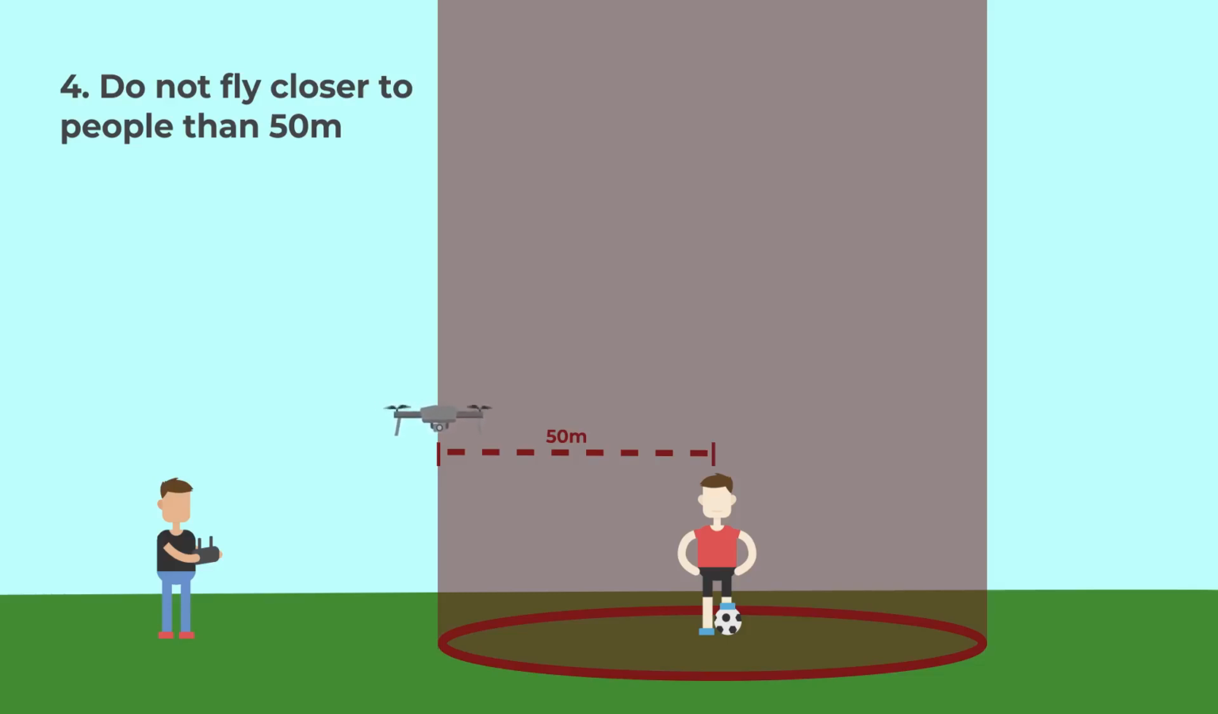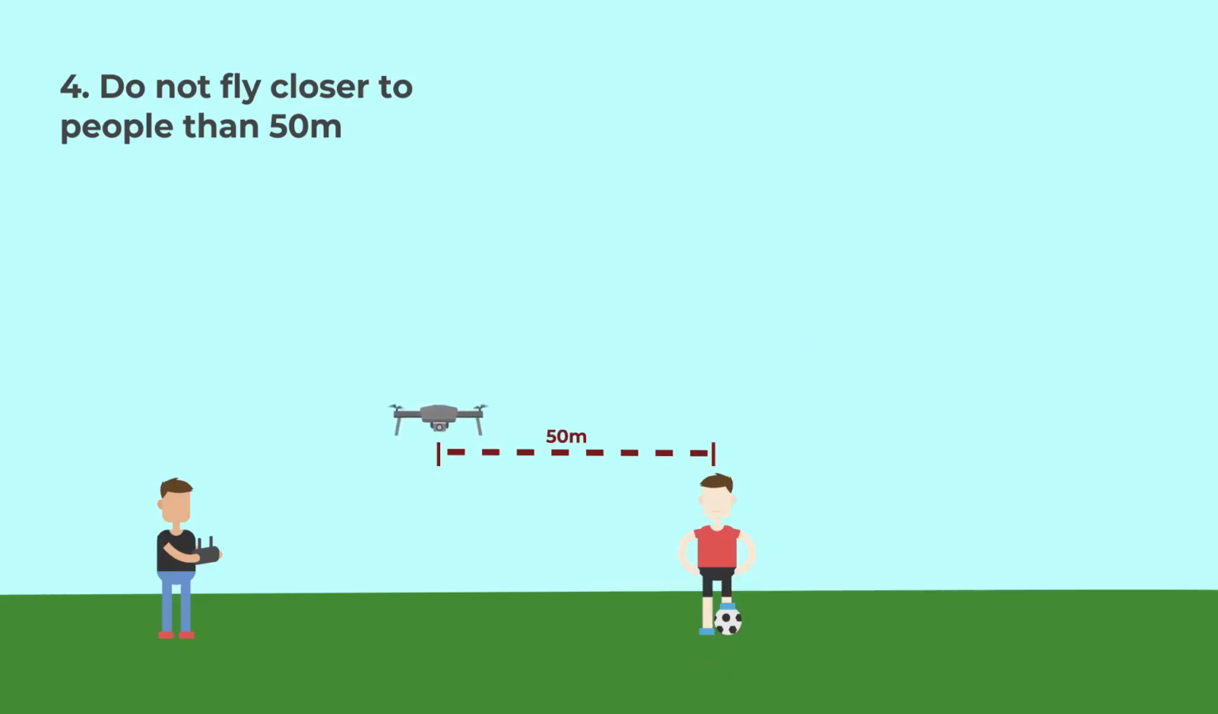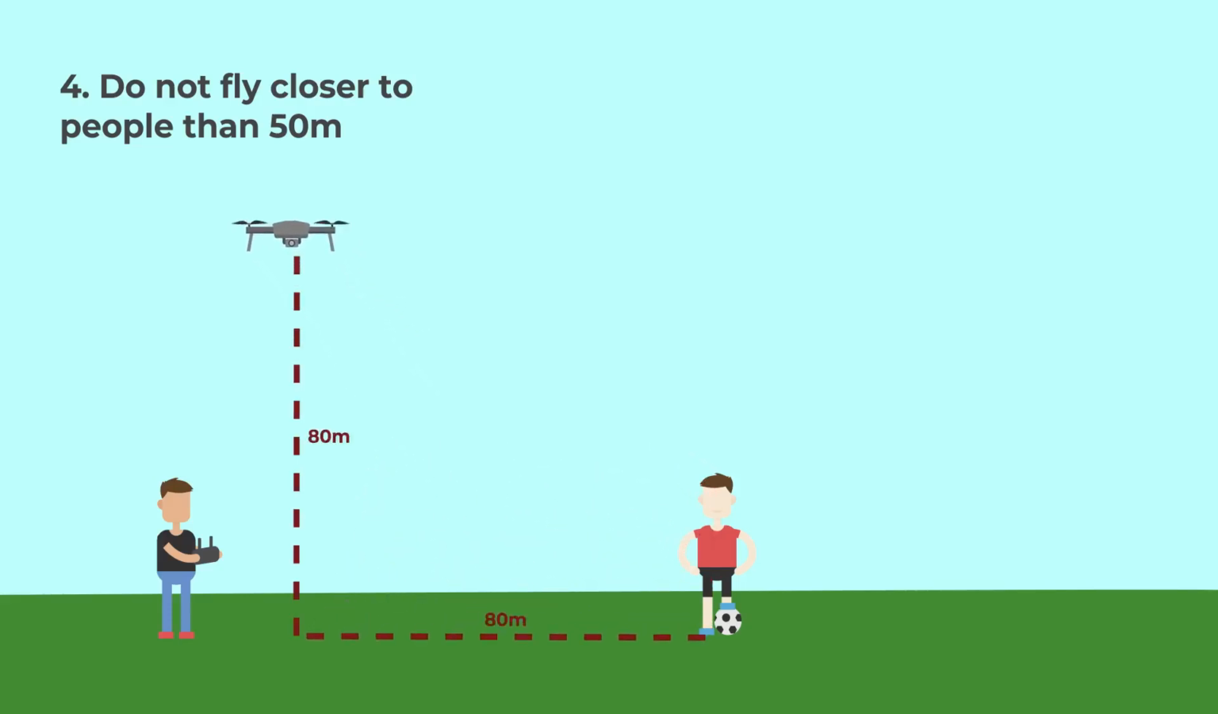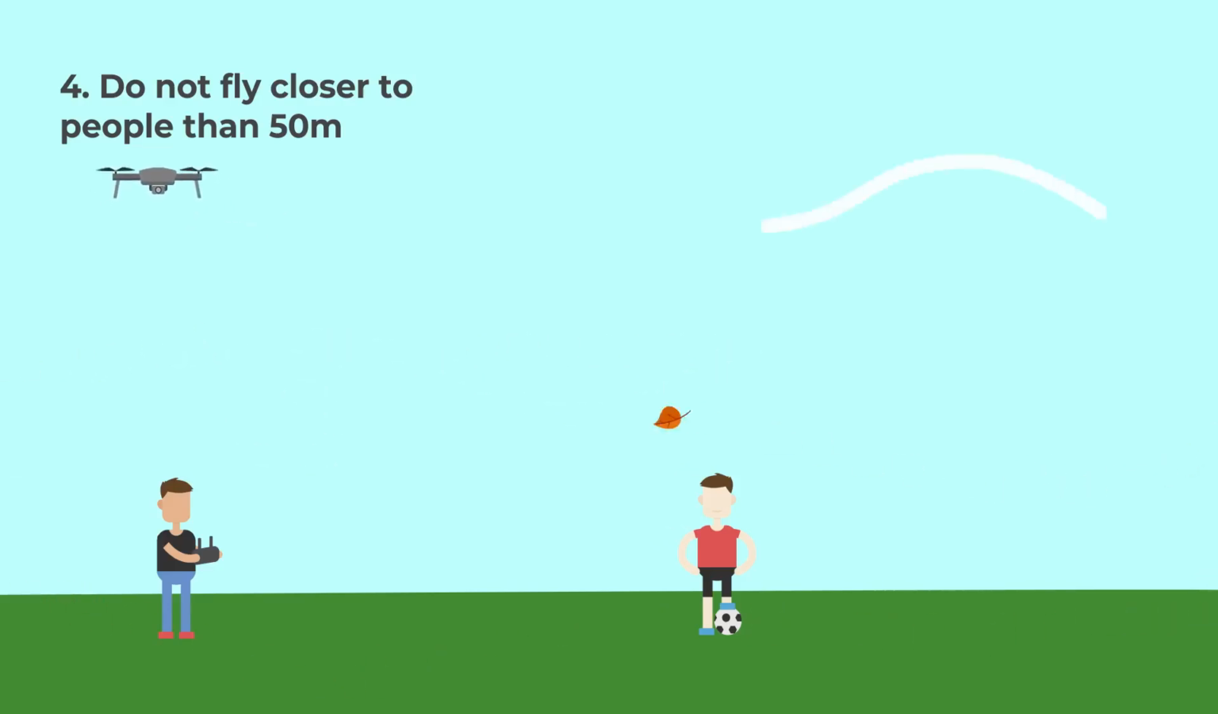Sometimes you'll need to increase the 50 metre minimum distance from people to make sure your flight remains safe. Follow these general rules. If you fly higher than 50 metres, you should keep the same distance horizontally. For example, keep 80 metres away if you fly at a height of 80 metres. If poor weather conditions mean that there could be a greater risk to people, fly further away from them. For example, if it's very windy, you should fly further away from people and crowds.